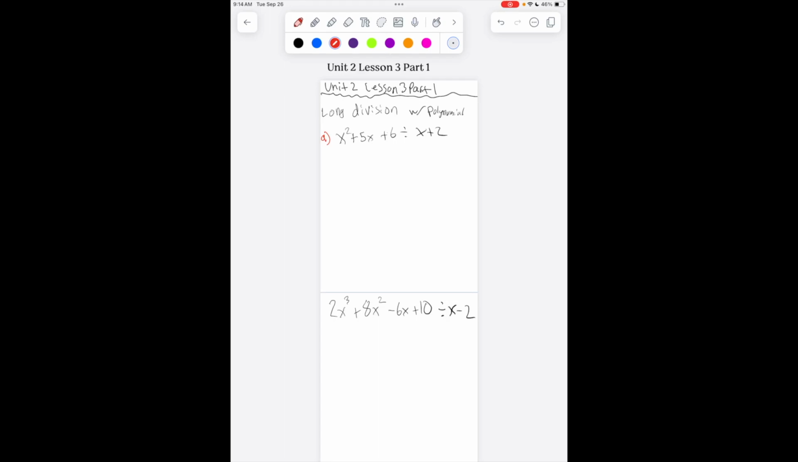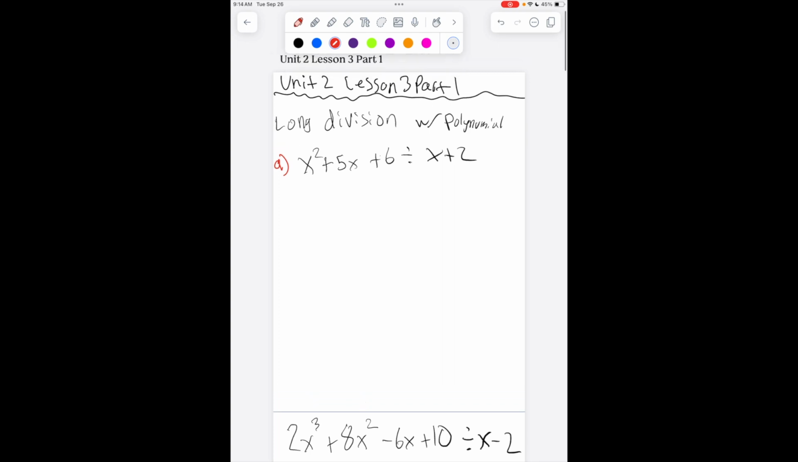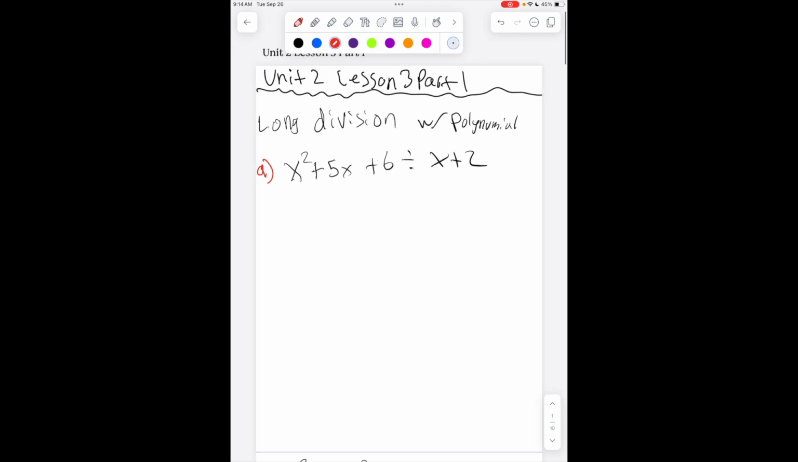Here we go. Unit 2, Lesson 3, Part 1. We're going to look at using long division with polynomials. So we're going to take the expression x squared plus 5x plus 6 and divide it by x plus 2.